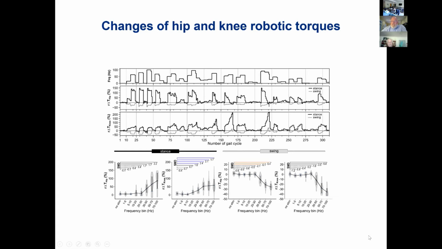So that's what I was going to ask you, Keith. Just to clarify, at baseline or without stimulation, the patient was able to contribute to the gait cycle.